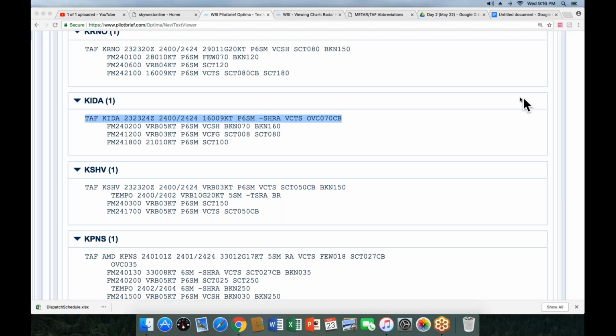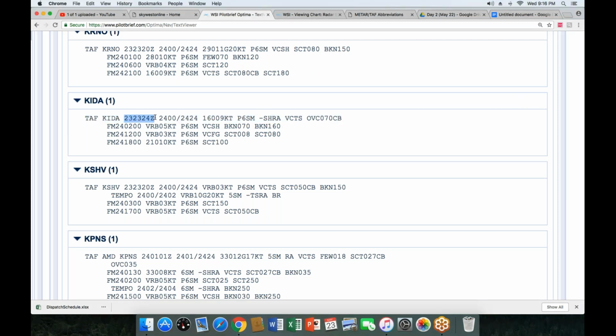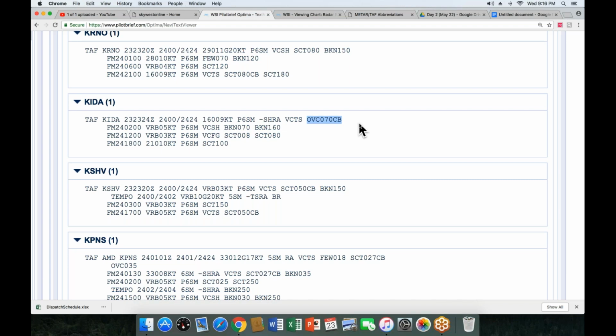So TAFs, like I said before, are just METARs up to the temperature dew point spread. And let's just take a look at that. So this is our issue time. This is our wind speed and direction, visibility. This is the precipitation, right? This is the descriptor. And then this is the sky condition.